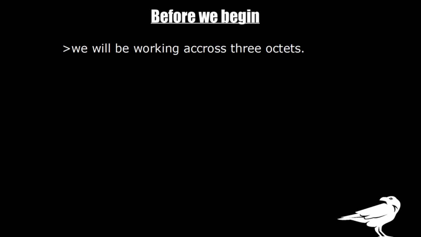So before we get carried away, we're going to be working across 3 octets, the second, the third and the fourth. Obviously because Class A only uses the first octet by default for the network address. Our table is going to grow again. And this is going to end up being quite a lengthy table.